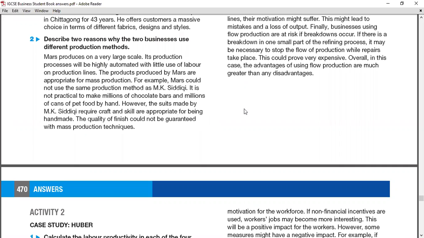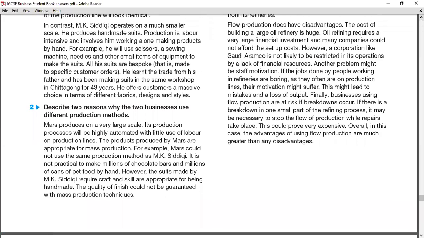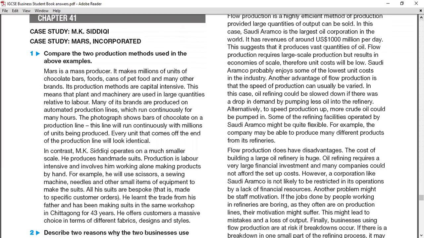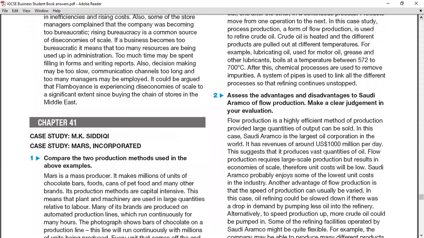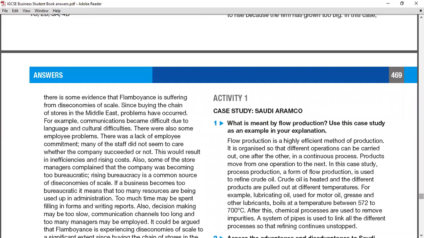The quality of finished goods cannot be guaranteed with mass production techniques. That's the thing. However, if it is job production, handmade, you can guarantee the quality. So that's the thing, right? Mainly we're talking about the chapter 41 case study, Mr. Siddiqui and Mars Incorporated. Mr. Siddiqui used the job production method and Mars used the batch production method.